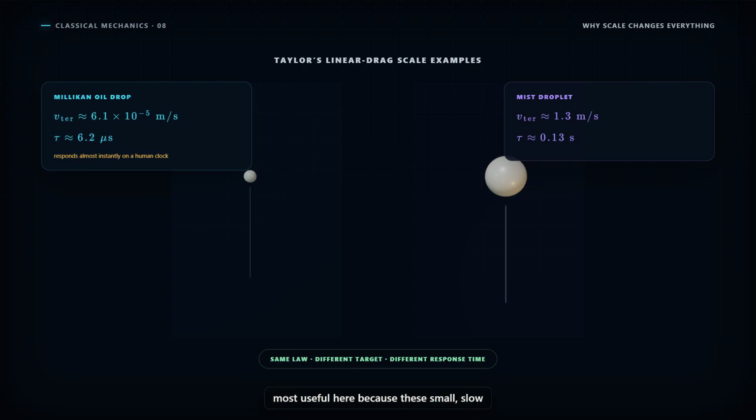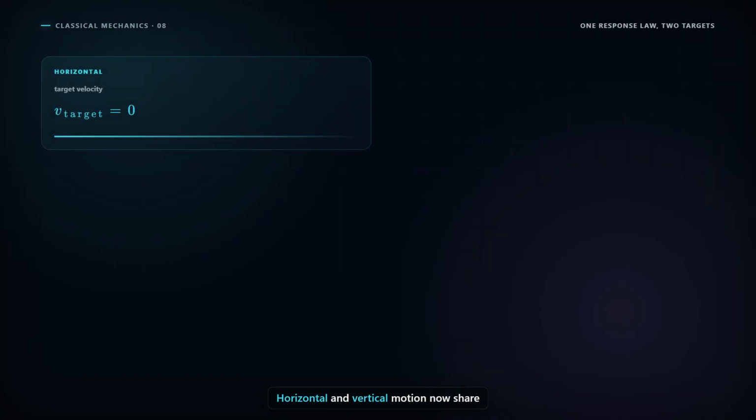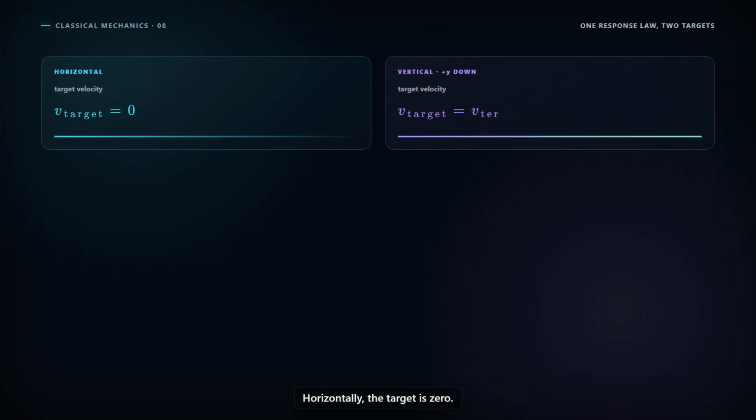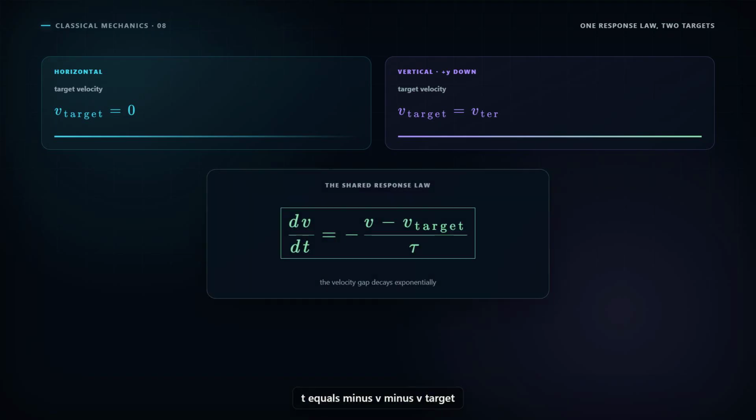Linear drag is most useful here because these small, slow objects live in the viscous regime. Horizontal and vertical motion now share one idea. A velocity component exponentially forgets its initial value and approaches the velocity selected by the forces. Horizontally, the target is 0. Vertically, with downward positive y, the target is v terminal. In compact form, dv by dt equals minus v minus v target over tau.